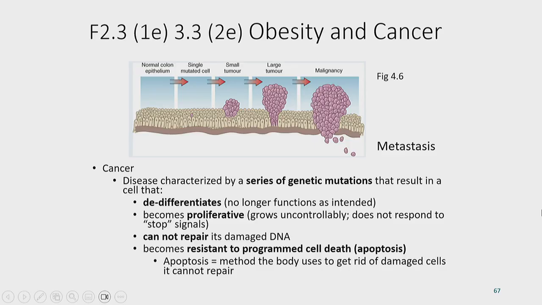So this slide shows how cancer develops. And cancer is a disease that is characterized by a series of genetic mutations that occur in a cell. So these mutations result in the cell de-differentiating, meaning that a colon cancer cell will no longer function as a colon cell. Instead, the cell will proliferate or grow very rapidly and uncontrollably, and it will not respond to natural stop signals that healthy cells have to control the growth.